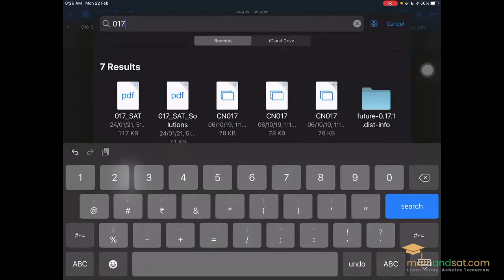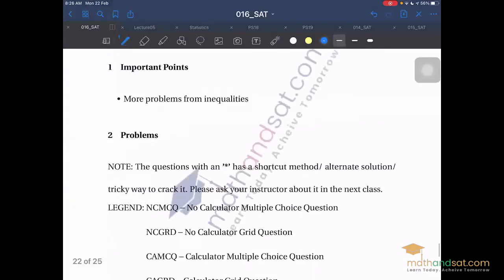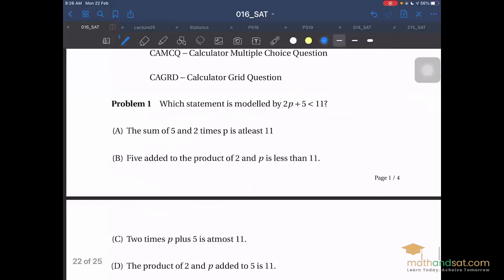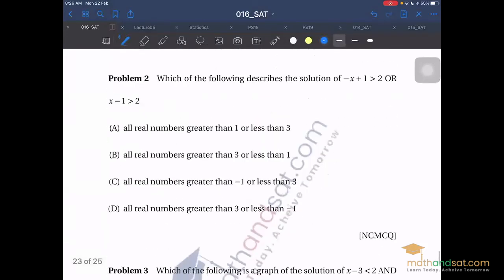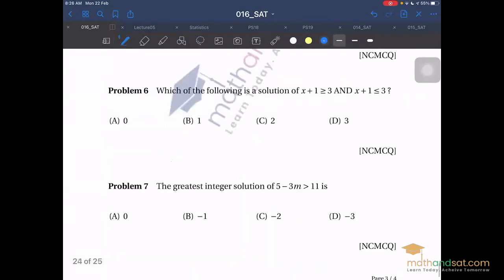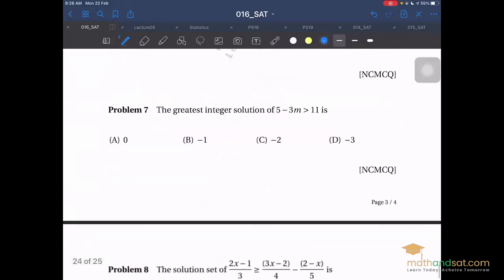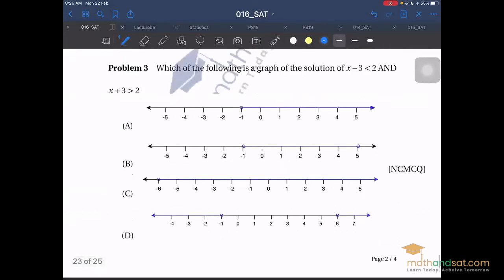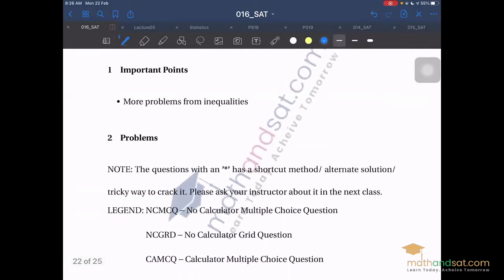17 is pending, right? We have not discussed 17. Am I right? We have not discussed 17 in class. So 17 is not discussed in the class. So let's quickly finish off 17 and then go to our 18th problem sheet.